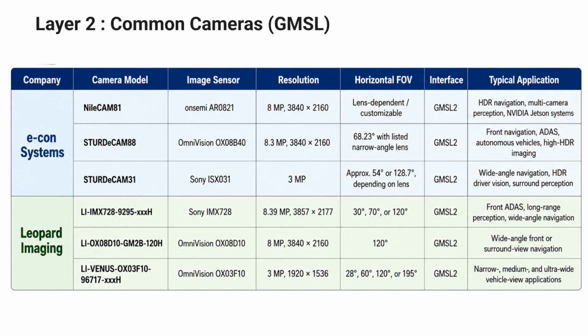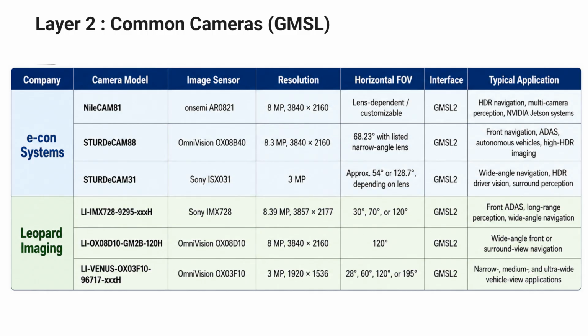This slide compares representative GMSL2 automotive navigation cameras from e-con Systems and Leopard Imaging. Both companies operate at the camera module level. They take image sensors from companies such as Sony, Onsemi, and Omnivision and integrate them with lenses, electronics, interfaces, and housings. The e-con Systems examples include the NileCAM81, STURDeCAM88, and STURDeCAM31, covering applications such as HDR navigation, front vision, surround perception, and NVIDIA Jetson integration.